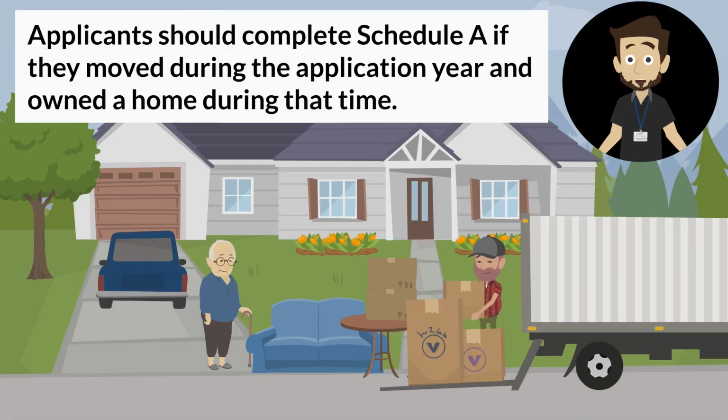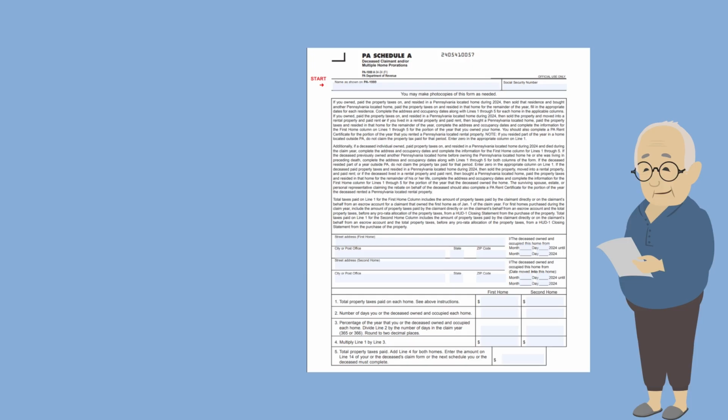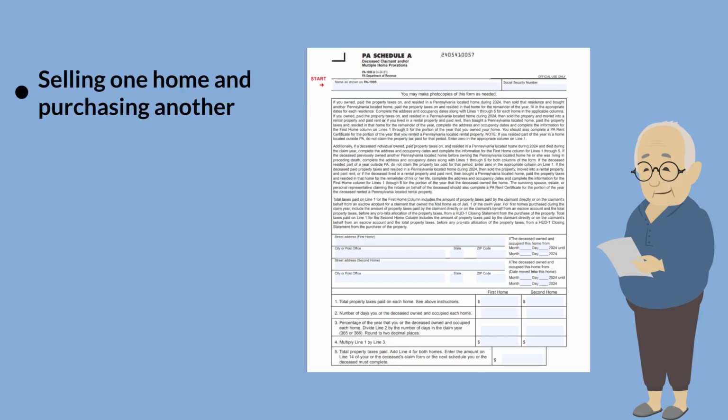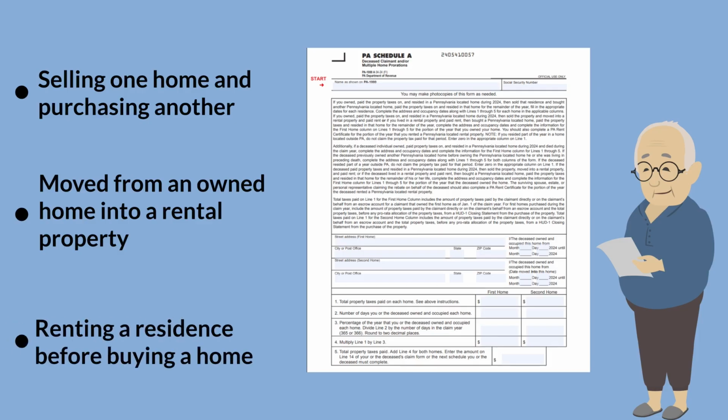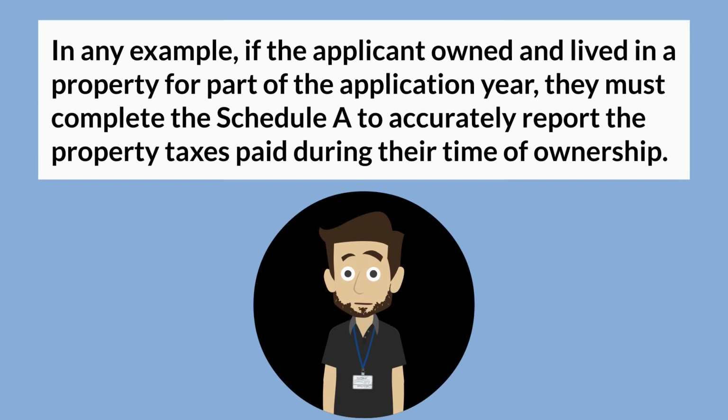Applicants should complete the Schedule A if they moved during the application year and owned a home for any portion of that time. This could include selling one home and purchasing another, moving from an owned home into a rental property, or renting a residence before buying a home. In any example, if the applicant owned and lived in a property for part of the application year, they must complete the Schedule A to accurately report the property taxes paid during their time of ownership.